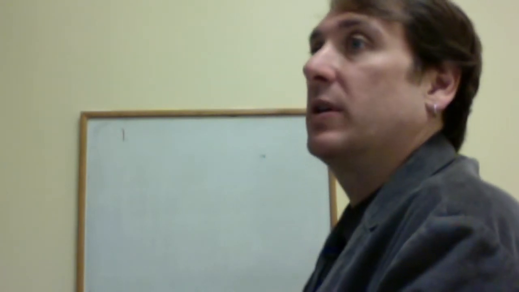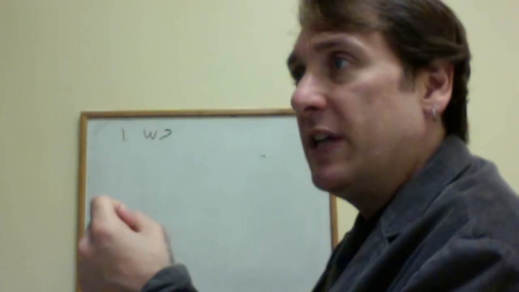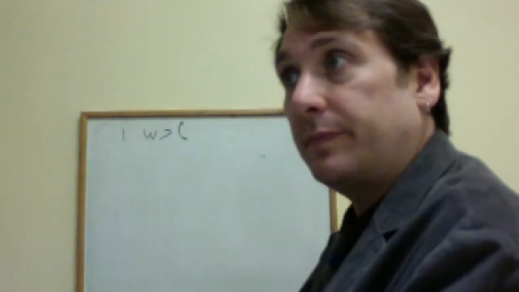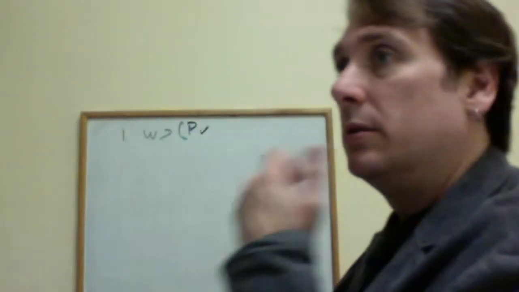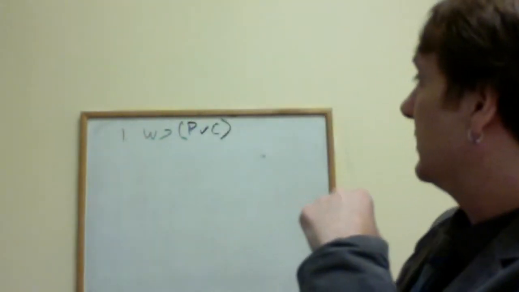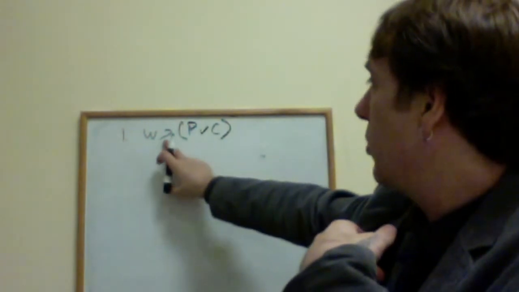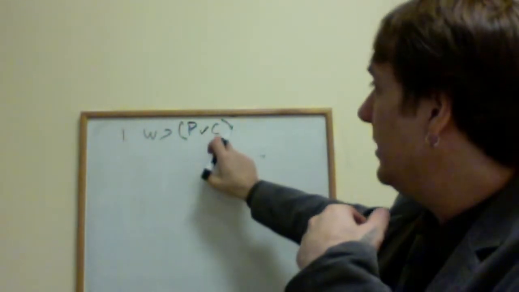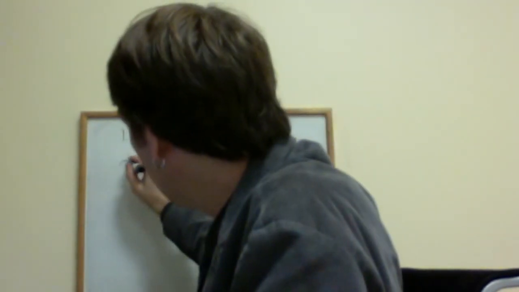It says, if the average child watches more than 5 hours of television per day, then either his power of imagination is improved or he becomes conditioned to expect constant excitement. So we'll use W. If the average child watches more than 5 hours of TV per day, then either, okay, his power of imagination is improved, or he becomes conditioned to expect constant excitement. So that first premise will say W horseshoe, open parentheses, P wedge C, close parentheses. So we translate that there.